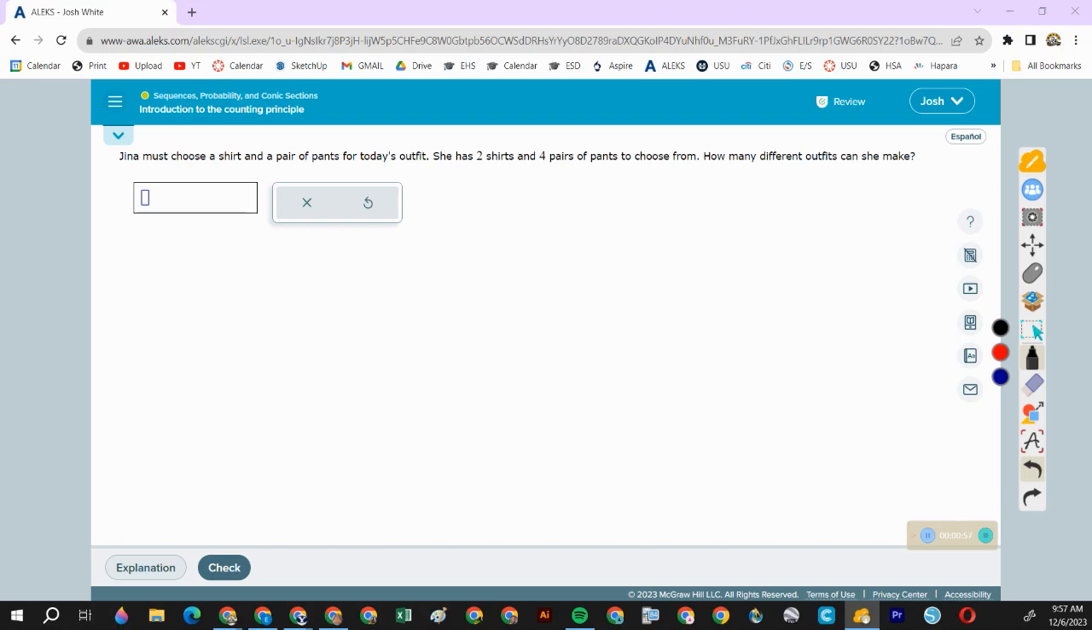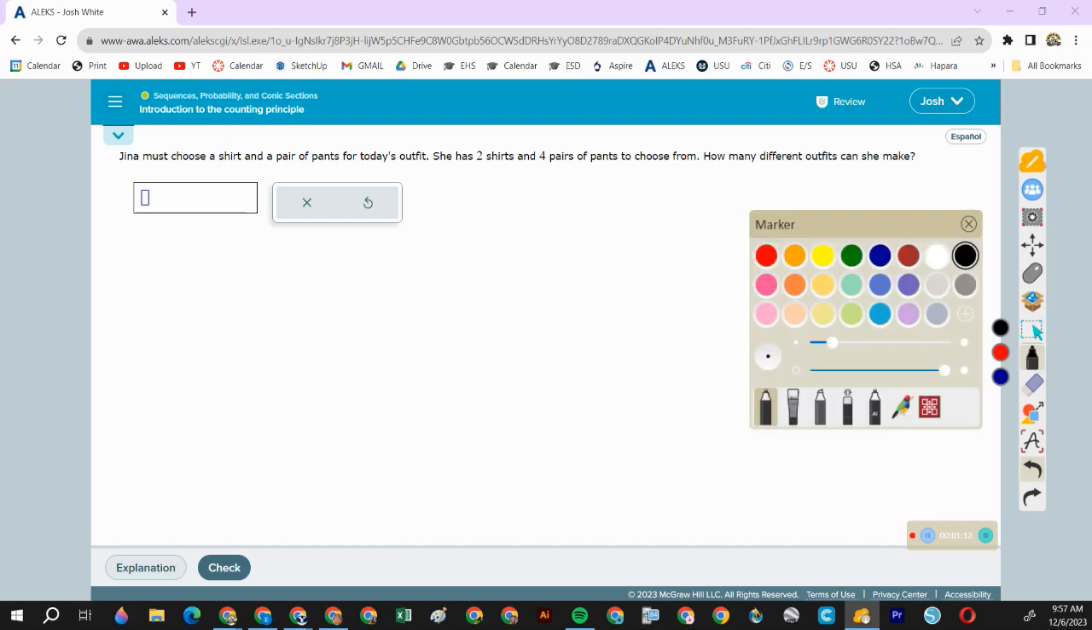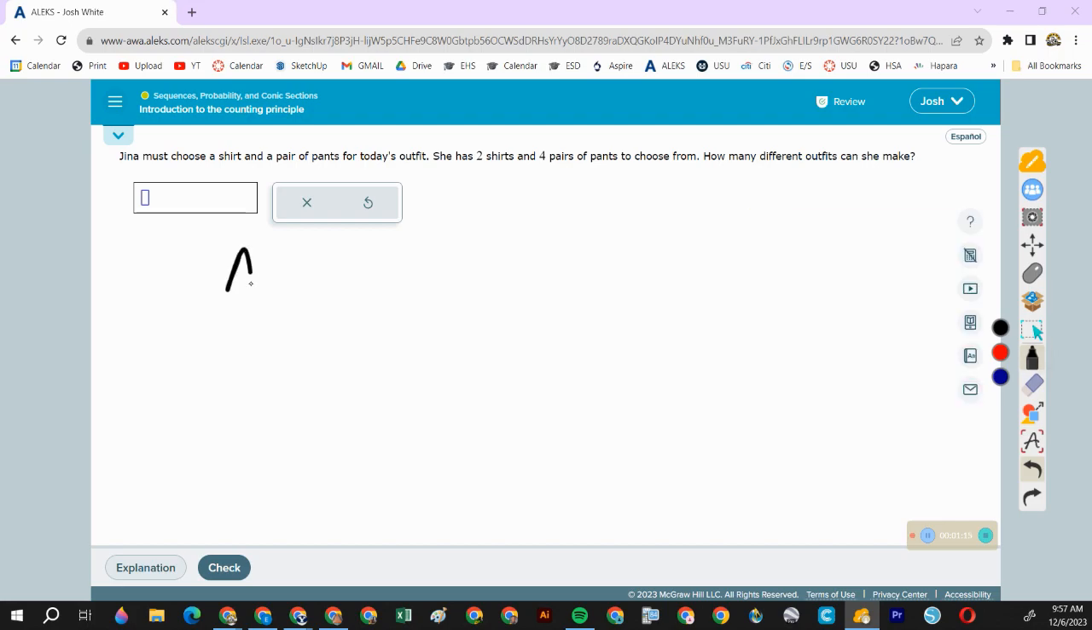All right. Gina must choose a shirt and a pair of pants for today's outfit. She has 2 shirts and 4 pairs of pants to choose from. How many different outfits can she make? So let's say she has shirts A and B, and she has pants 1, 2, 3, and 4. So what is one option for coming to school or wherever she's going? A1.